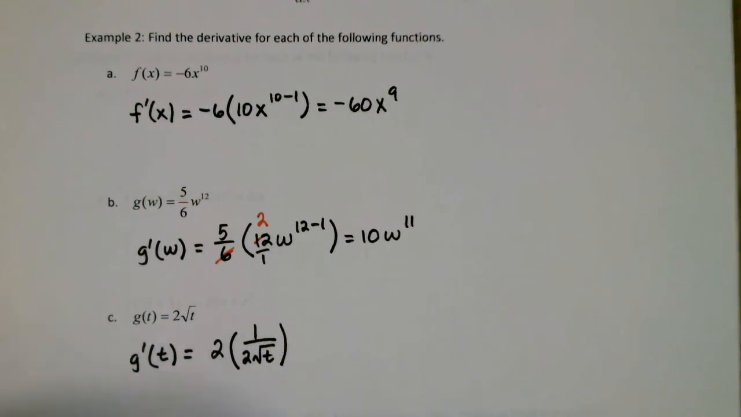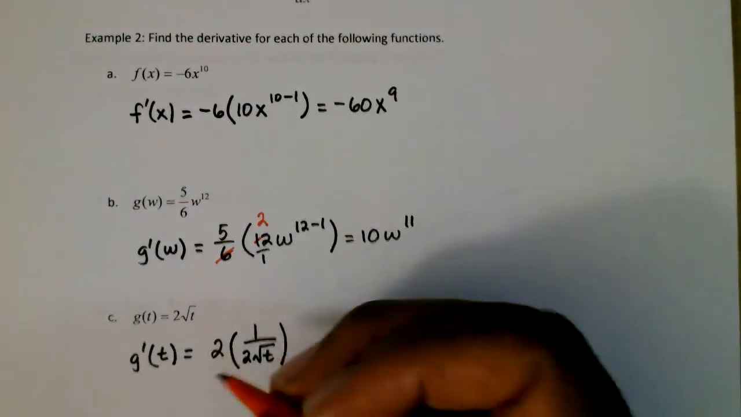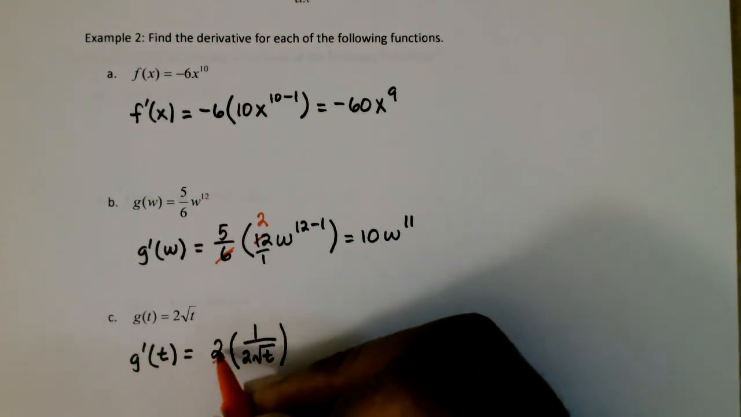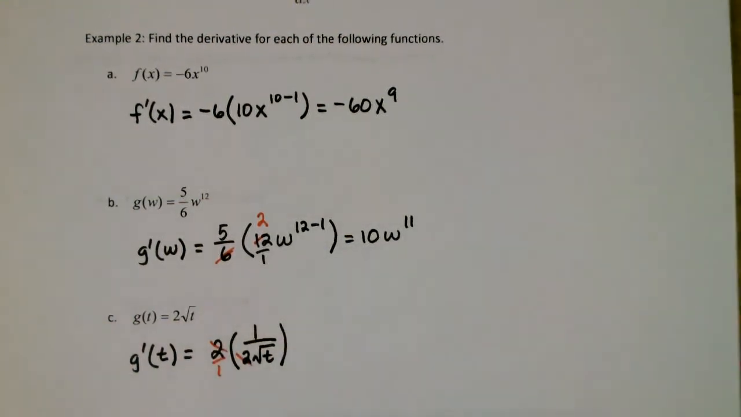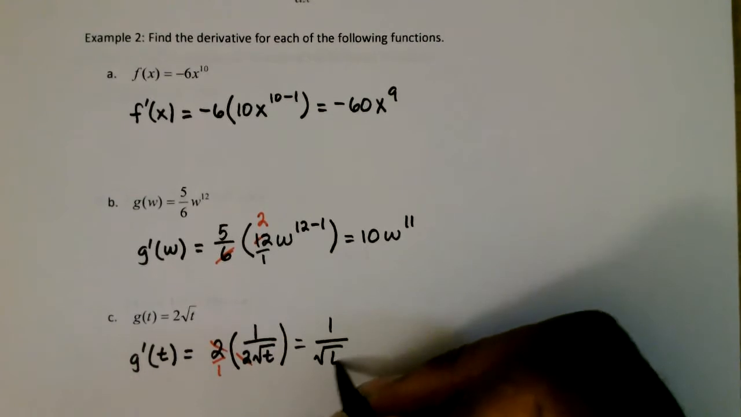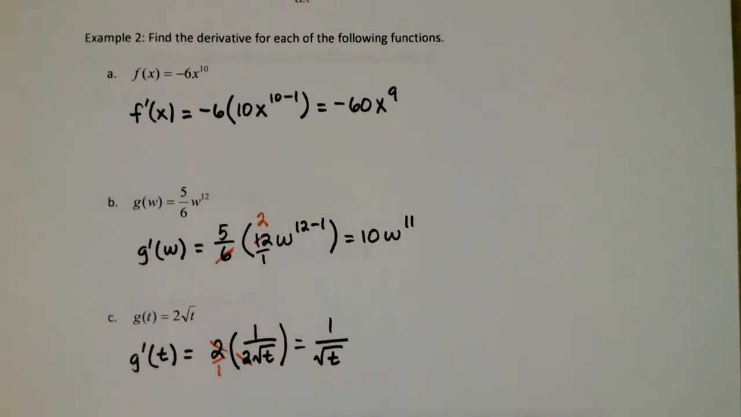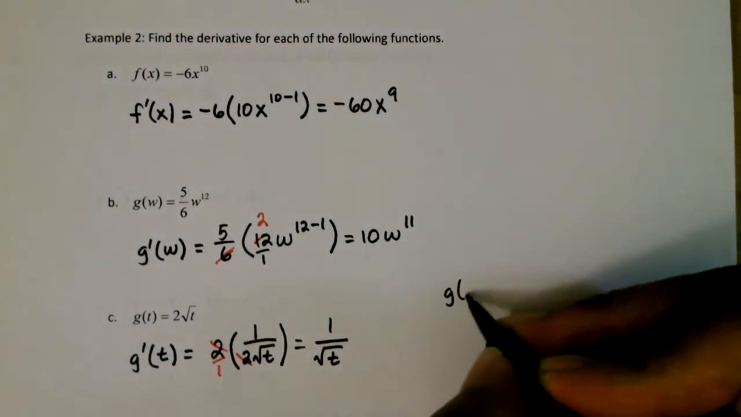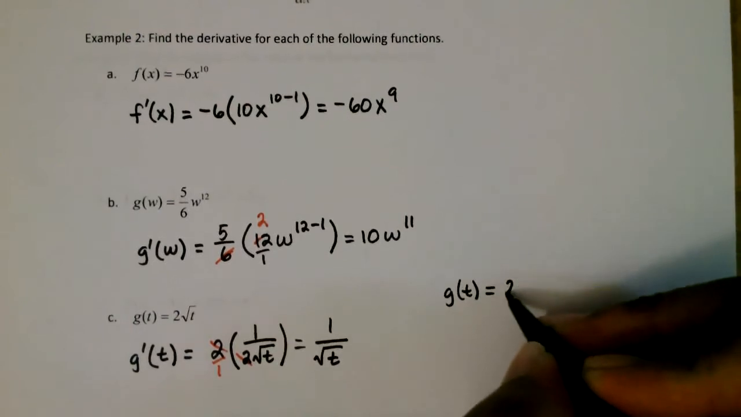Okay. Now, let's simplify this. This 2 is like 2 over 1. The 2's divide out. So I will be left with 1 over the square root of t. Now, in case you didn't remember that, here's the other way you could do this.